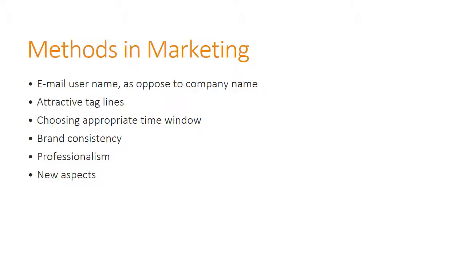There's also the notion of choosing an appropriate time window. So if you look at the times that people are most likely to open their emails and send your marketed email at that moment, people will once again be more likely to open it. There's the notion of brand consistency. This email that is being marketed represents your brand, so it needs to remain with the philosophy of the brand. And that also adds to professionalism. If your email appears professional, it gives your company a better reputation, and people will be more likely to rely on it. And if the email presents new aspects of the company, the user will be interested and more drawn to the company.